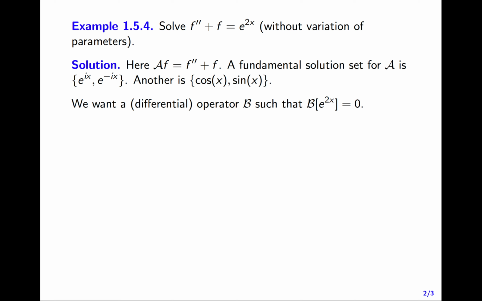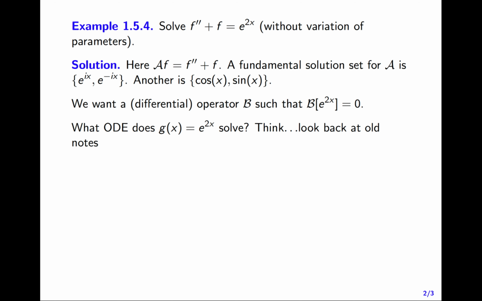Now, we want a differential operator B such that B applied to e^(2x) is equal to 0. That is, what equation does g(x) = e^(2x) solve? We think for a bit. We look back at our old notes, and we're going to guess we should put B g = g' - 2g. And indeed, we can check, plug e^(2x) into B, so derivative of e^(2x) minus 2e^(2x).